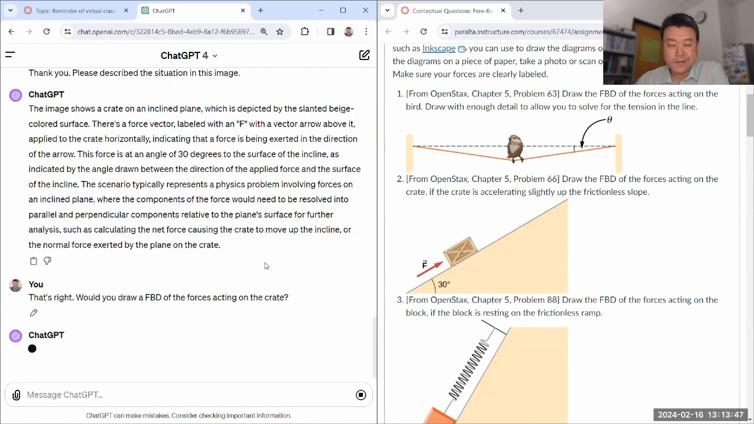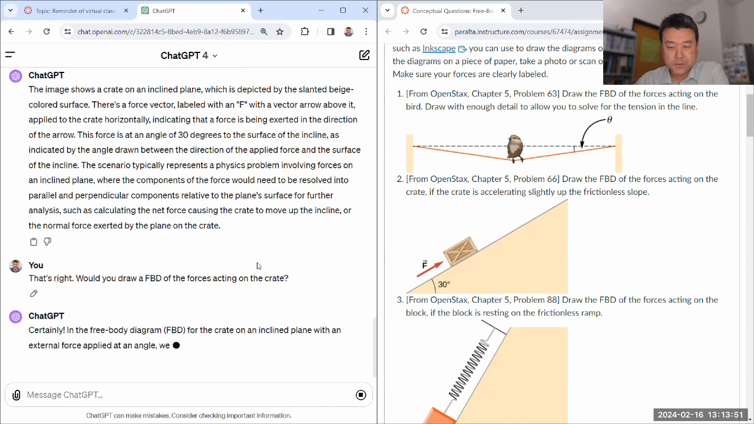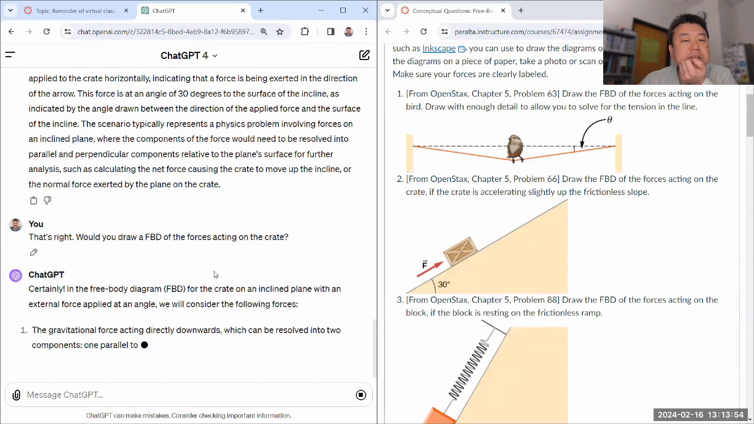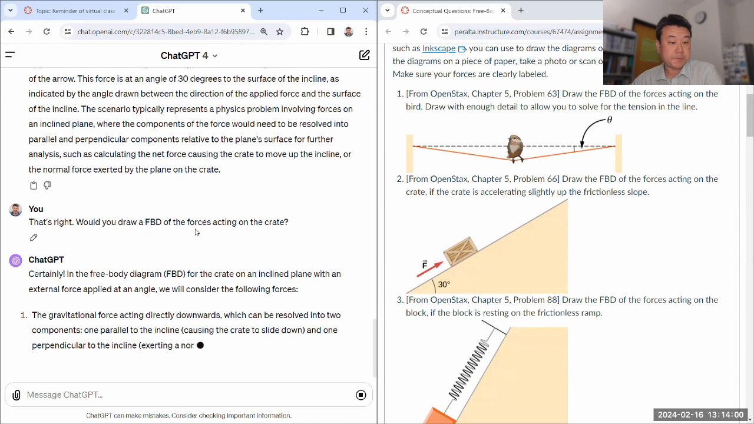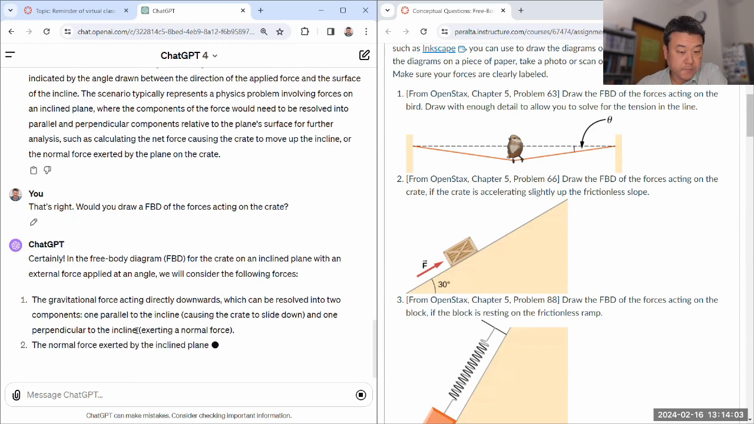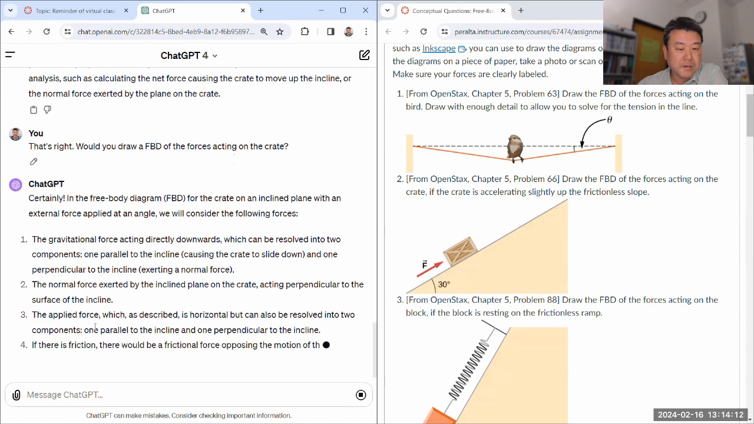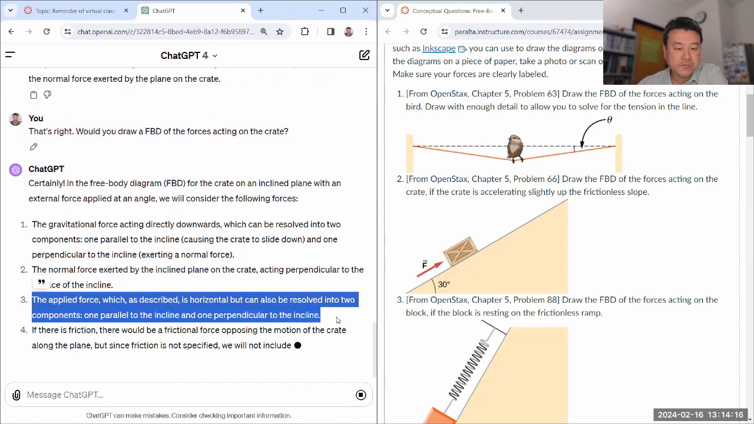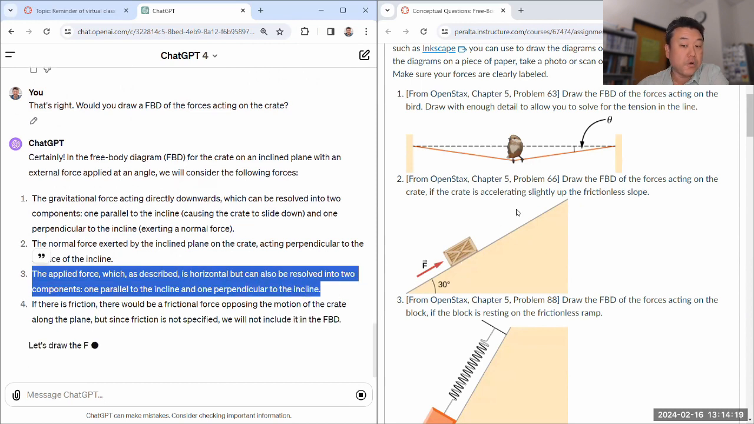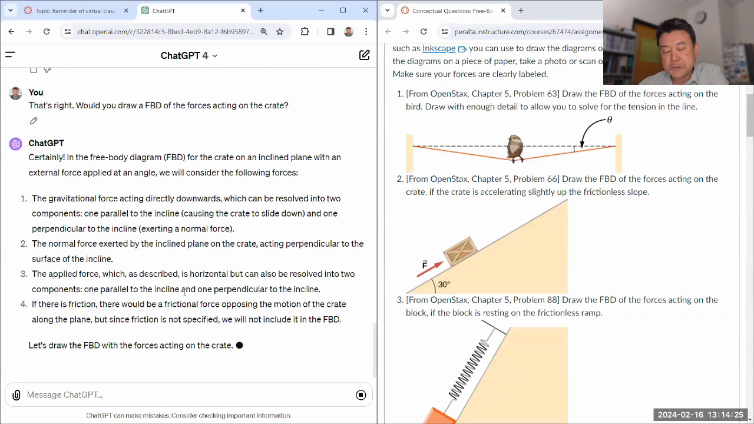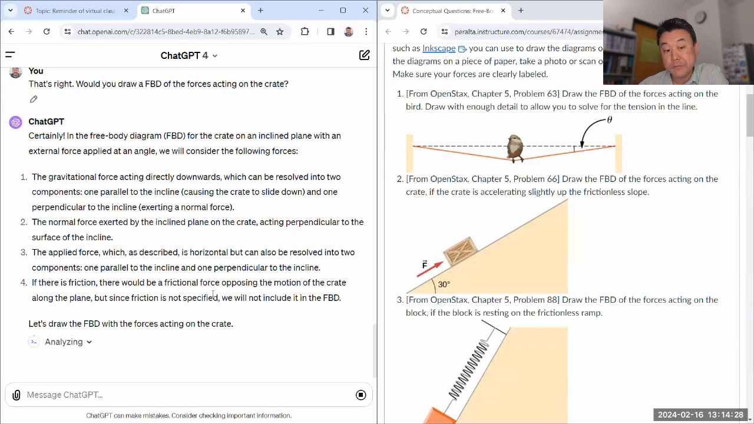Let's see if it does well. There are three forces that it should draw correctly. I didn't tell it that it was frictionless, so it might still draw friction. We'll see. Yeah, gravitational force downward, good description. Normal force perpendicular to the surface, good description. Okay, this is a wrong description, because for applying the forces along the incline... Yeah, so I think it's still not doing it 100% correctly. We'll see.